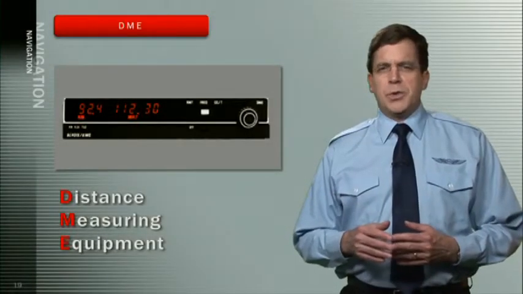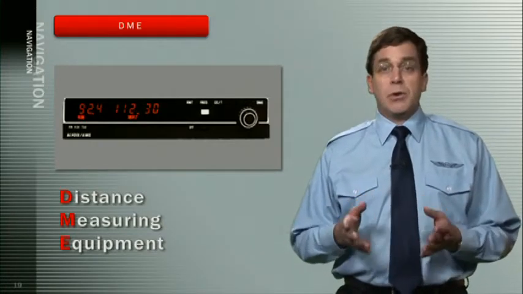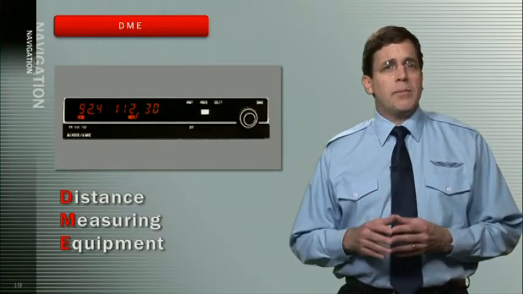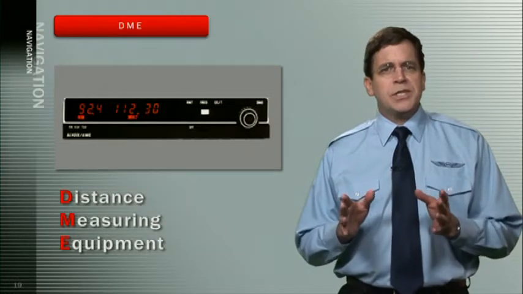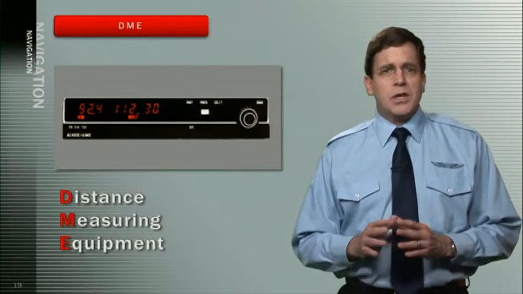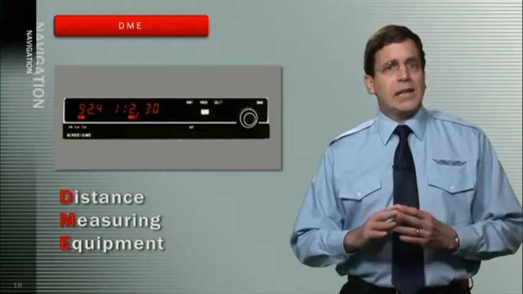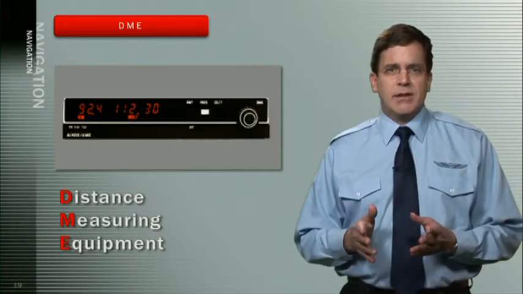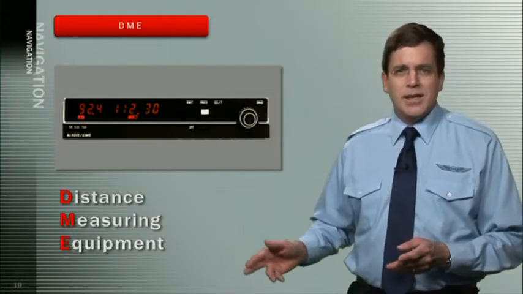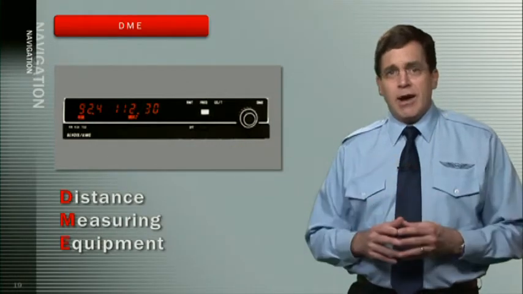DME operates on frequencies in the UHF spectrum between 962 MHz and 1213 MHz. Aircraft receiving equipment, which provides for automatic DME selection, assures reception of azimuth and distance information from a common source when designated VOR DME, VORTAC, ILS DME, and Localizer DME are selected. Now, the acronym DME stands for Distance Measuring Equipment. Let's take a look at a typical DME radio, as you would find it in an aircraft.